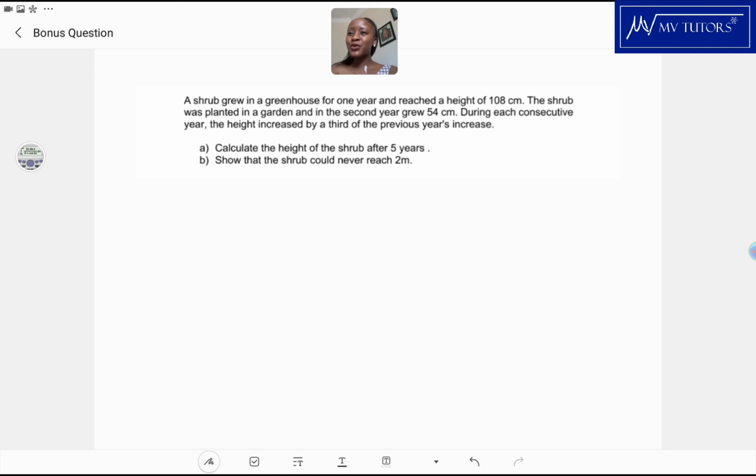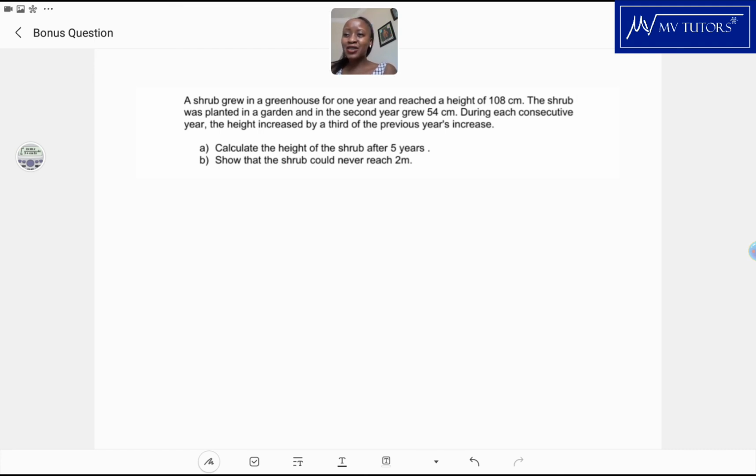A shrub grew in a greenhouse for 1 year and reached a height of 108 centimeters. The shrub was planted in a garden and in the second year grew 54 centimeters. Okay, so it grew by 54 centimeters. During each consecutive year, the height increased by a third of the previous year's increase. Okay, so here you need to know English.